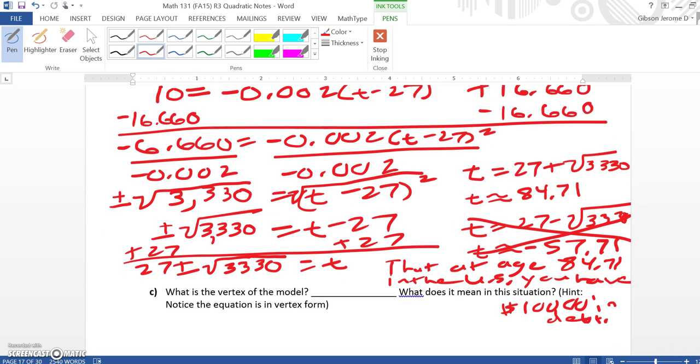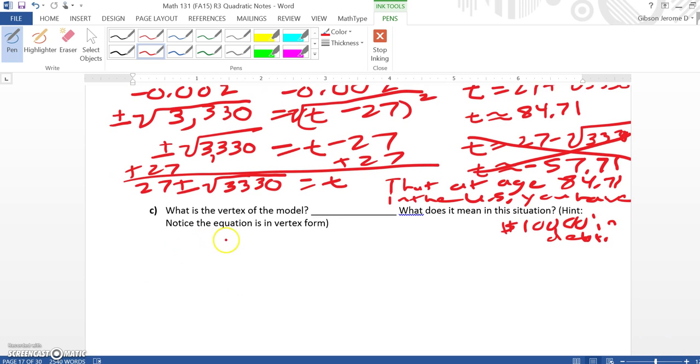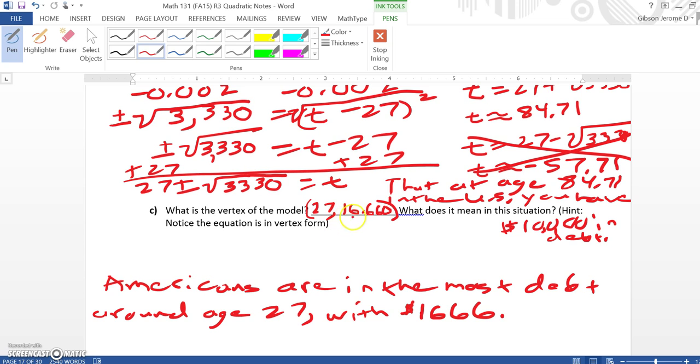Now we come down here. It says, what is the vertex of the model? The vertex is 27, 16.660. What does it mean in this situation? Americans are in the most debt around age 27 with $16,660. I took the liberty of adding this in.